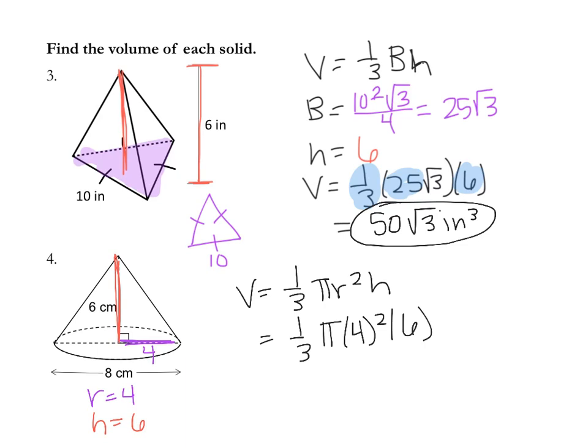And then we're going to put everything in the calculator except for the pi. So you can do 4 squared times 6 first. That should end up being 96. And then you're going to divide that by 3. And you should get 32. And then we're going to leave the pi in the answer. 32 pi centimeters cubed. If you didn't try to type that in yet, please try that to make sure you can type that in correctly.